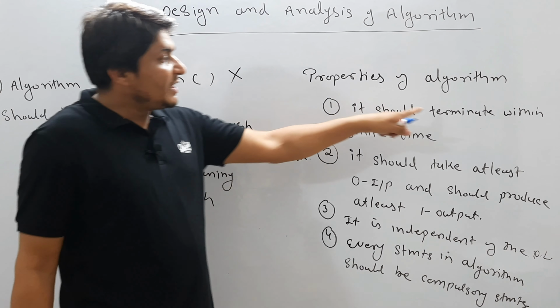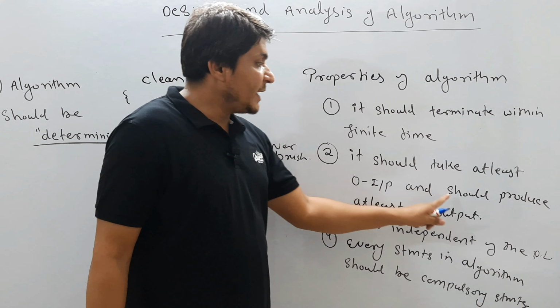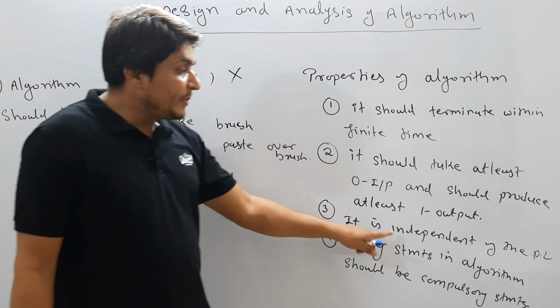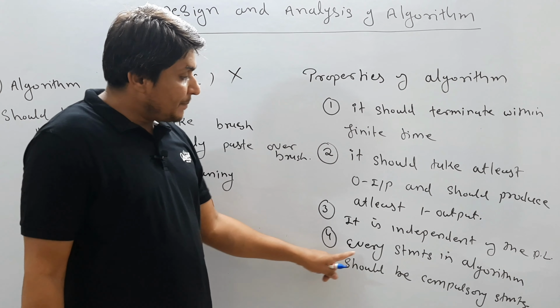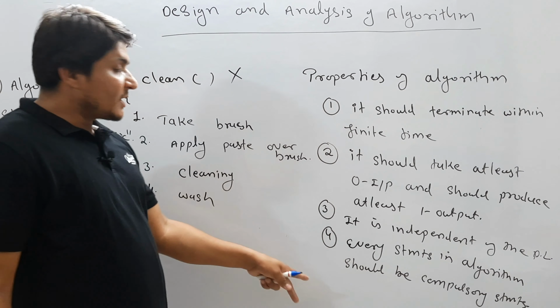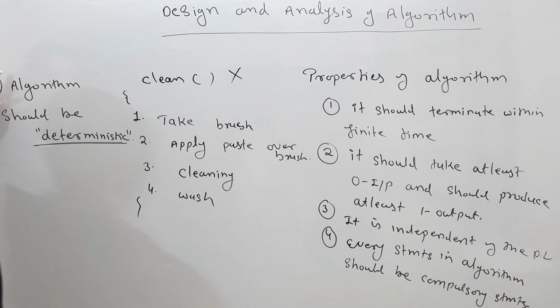So it should terminate within finite time is property number 1. It should take at least 0 input and should produce at least 1 output. Correct? Now it is independent of the programming language and every statement in algorithm should be compulsory statement. So these properties you can say are common properties, but now this property, what is this property? Let us try to understand.